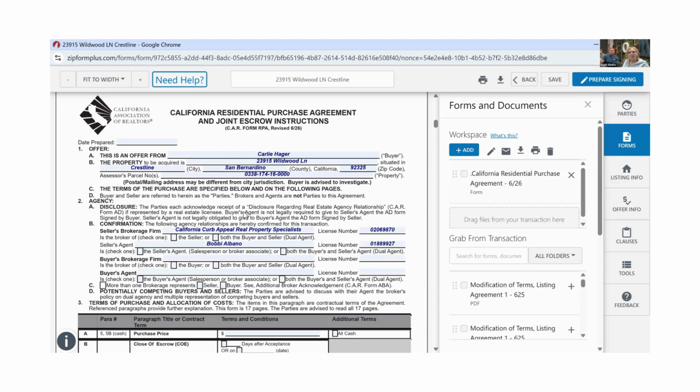The parties each acknowledge receipt of a disclosure regarding real estate agency relationship. That was a form CAR AD. Remember I said you had to give it to them first? This is why. If represented by a real estate licensee. Now, to use this form, a person does not necessarily have to be working with a licensed real estate agent, but it's pretty difficult to get this form if you're not. So it's actually against the rules to give this form away to anyone.